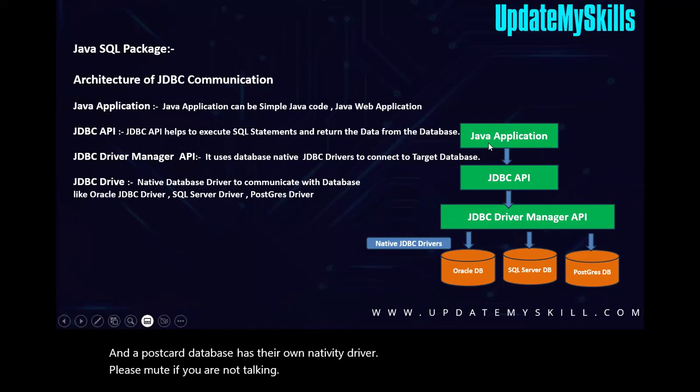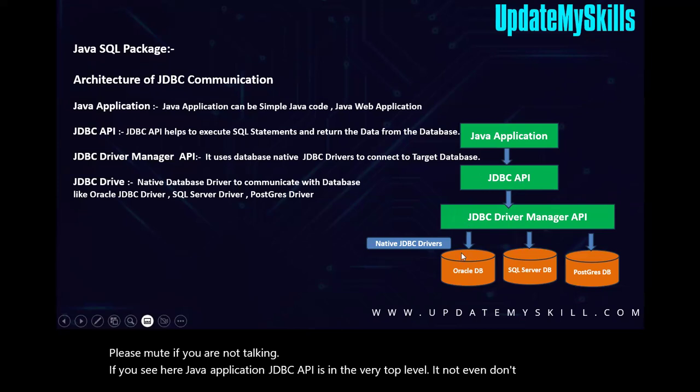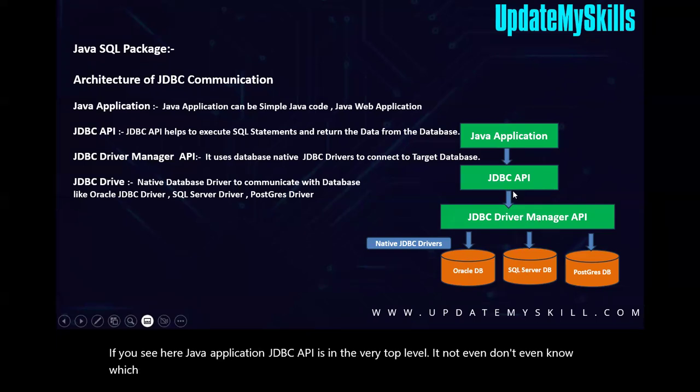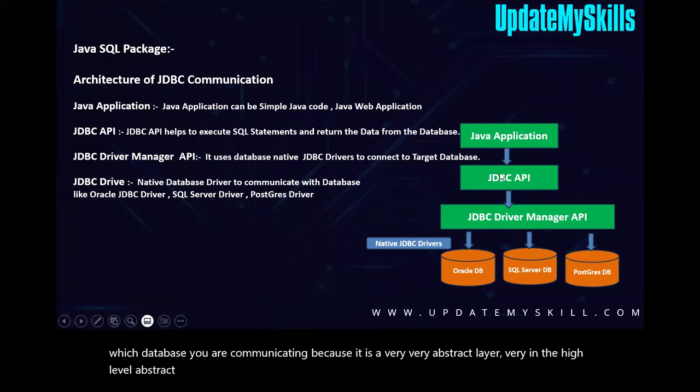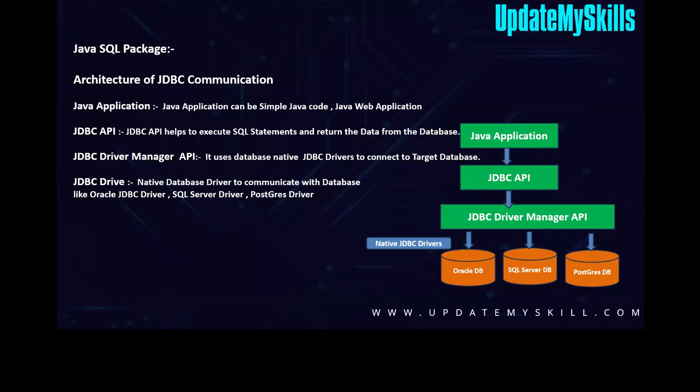If you see here, with the Java application, the JDBC API is at a very top level. It doesn't even know which database you are communicating with, because it is at a very high abstract level. JDBC API helps to execute SQL statements and return the data from the database.